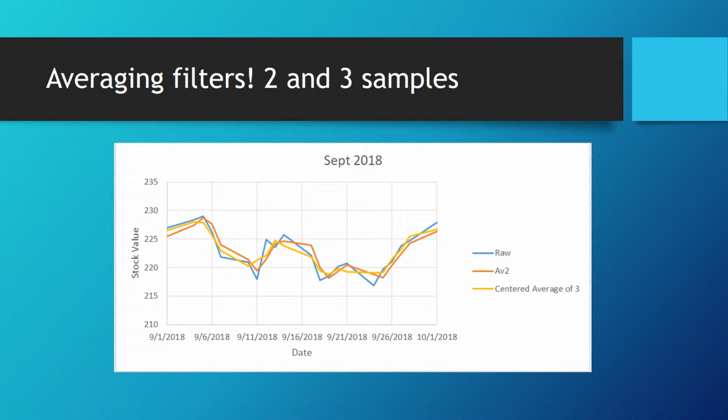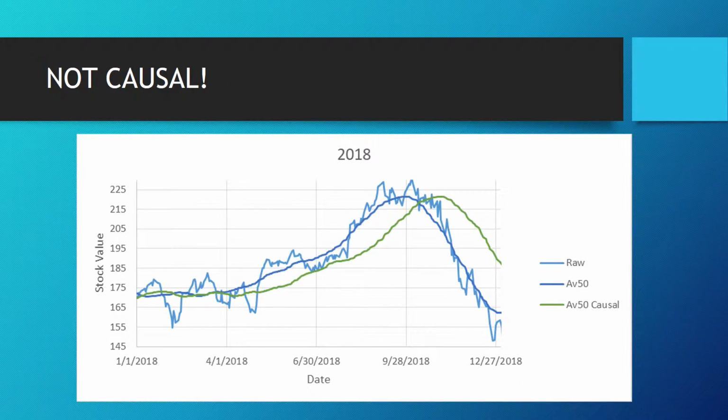Notice that it's pretty similar to the original raw data, and you can't see any real difference until you zoom in really closely, in this case to a full month. The problem with averaging 50 samples altogether is that you can't make it causal. So your predictions end up being way after what you want to predict. We're actually not going to address this issue, but there are other issues with averaging filters that we're going to address.